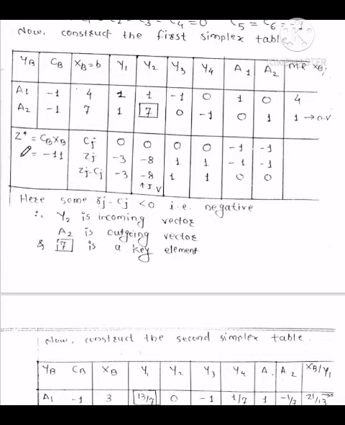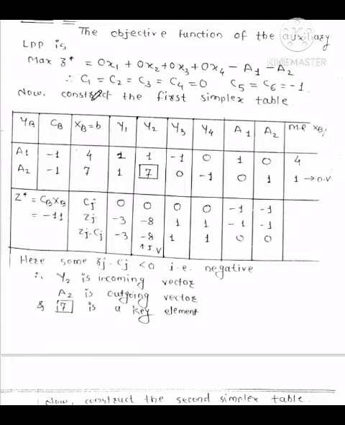Now maximum z star equal to cb xb, so this is the given formula. If you calculate cb into xb, cb means minus 1, minus 1 and xb means 4, 7, so minus 1 into 4, that is minus 4, plus minus 1 into 7, that is minus 7, so minus 4 minus 7 is minus 11. Then cj means c1, c2, c3, c4, c5, c6. So here we find c1, c2 up to c6: 0, 0, 0, 0, minus 1, minus 1.